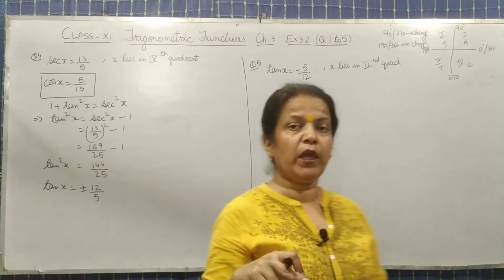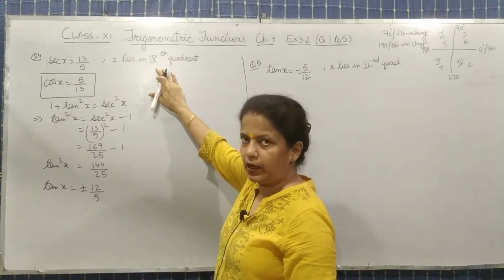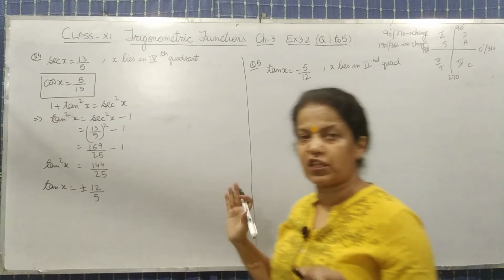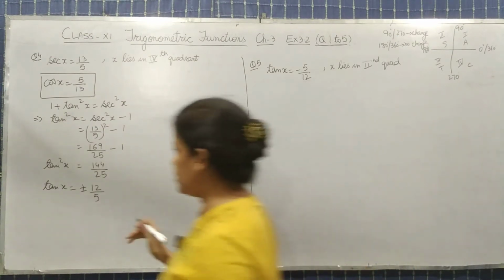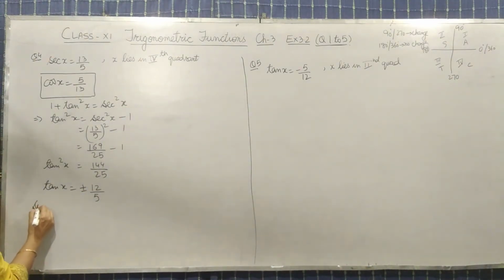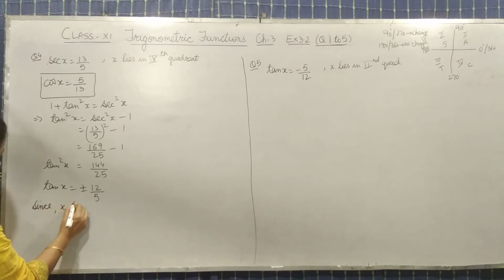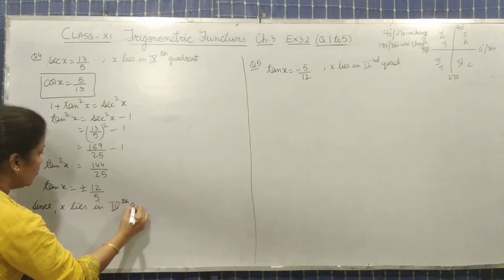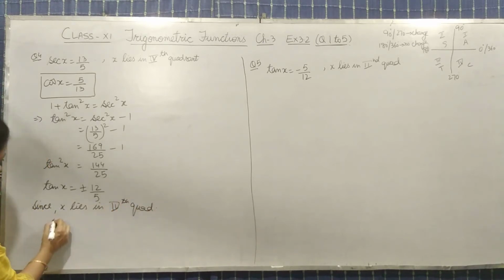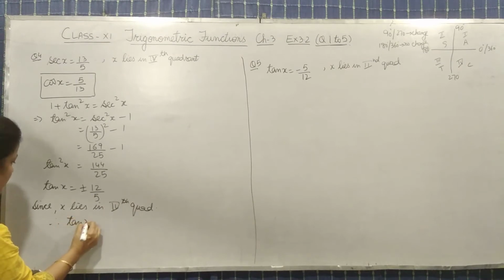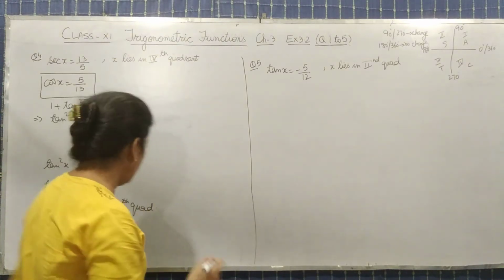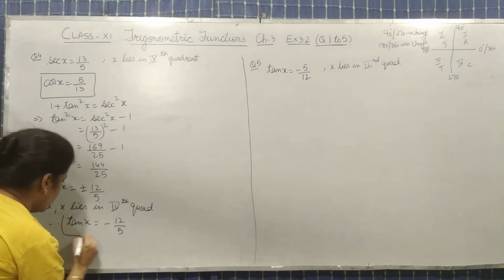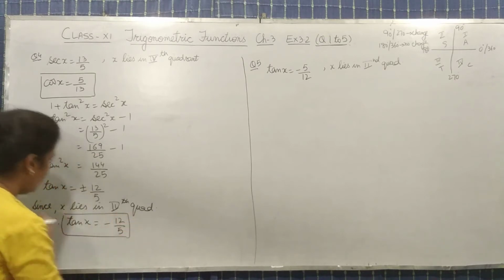Now we have to see in which quadrant it lies. Since x lies in 4th quadrant, cos and sec values will be positive. Therefore, what should be the value of tan x? Tan x will be negative. So it will be minus 12 by 5. So this value you have got it.